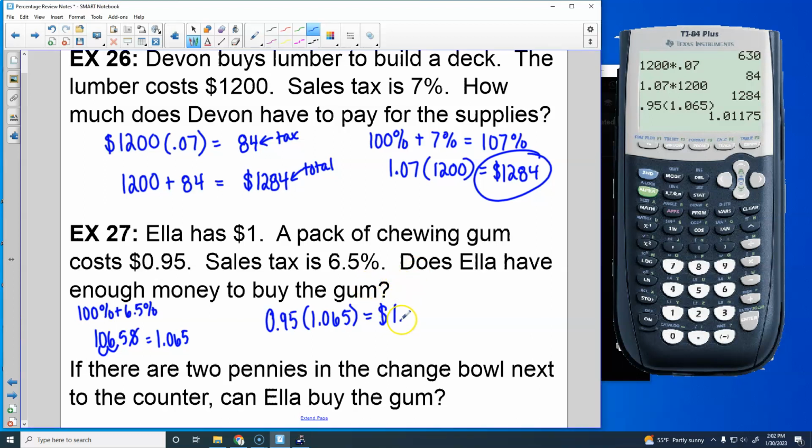We'll round it to 1.01. I think the store is going to round that up to 1.02. I don't think they round according to rounding rules. I think they have an always-round-up rule. If it goes over 1 cent, they round it up to the next cent. So she's got $1 and needs $1.02. If there are 2 pennies in the change bowl next to the counter, can she buy the gum? Yes. But if it's empty, she's out of luck.